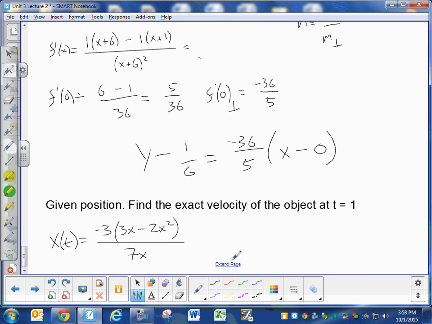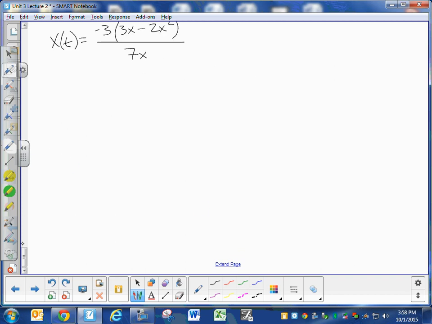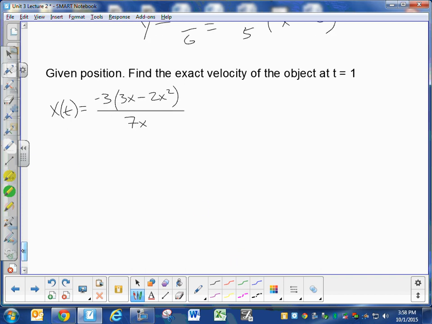And finish off with this problem. Given the position, find the exact velocity at the time t equals 1. I put this problem in here for a very specific reason. Once you know the quotient rule, you're going to think, I should use the quotient rule everywhere, whenever I see a fraction. However, if I see something like this, watch how easy it's going to be for me to simplify this.